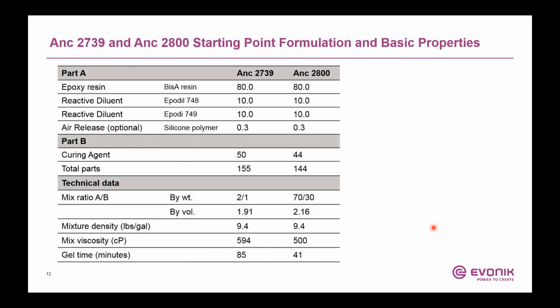So I discussed a lot of the mechanical properties, hardness development and handling properties. Now I'm going to focus on the moisture vapor barrier properties of the Ancamine 2739 and 2800. This is a starting point formulation for the moisture vapor barrier application. On the resin side, you have a blend of the bisphenol A resin with a monofunctional diluent like Epodyl 748 and a difunctional diluent like Epodyl 749. And on the curing agent side, you have the same 2739 or Ancamine 2800. The mix ratios and the viscosity data are shown below in the table. Again, this is a formulation specifically developed for the moisture vapor barrier application.